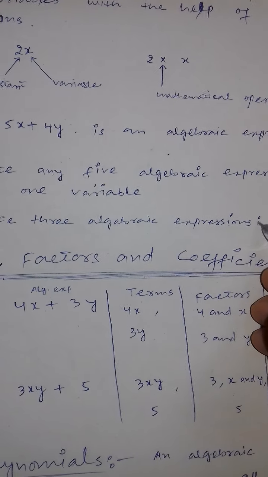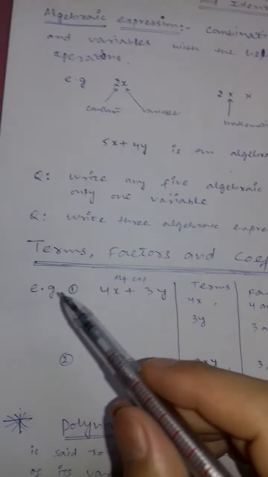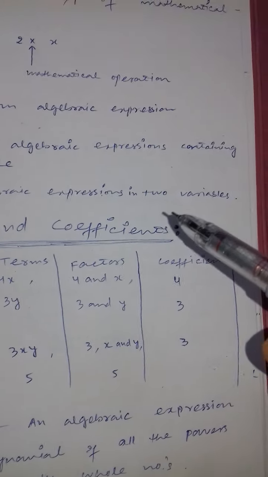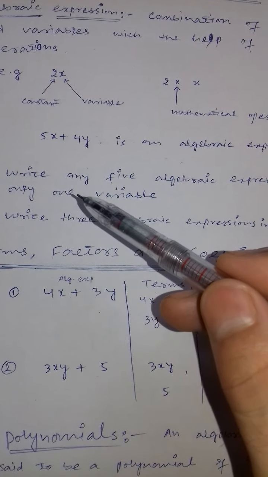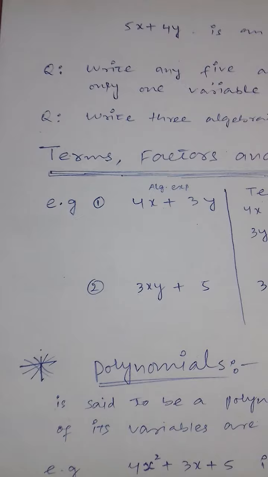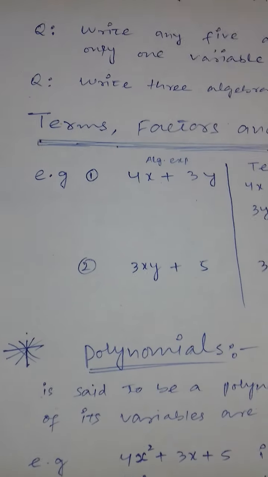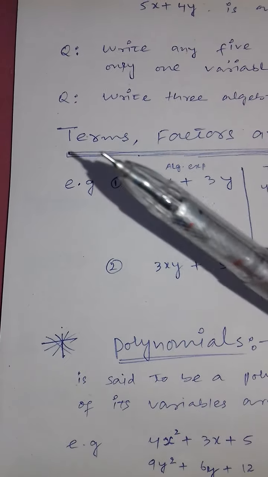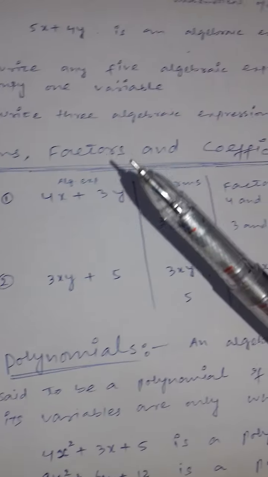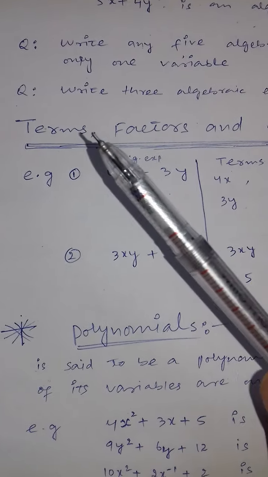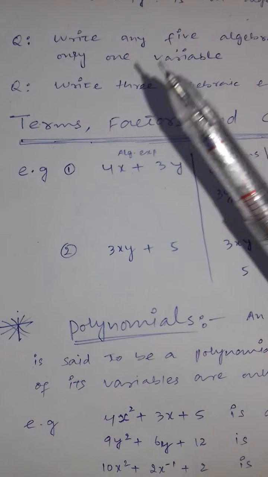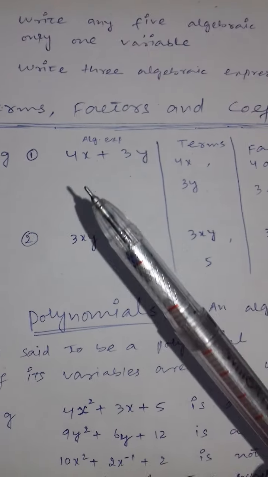Write 3 algebraic expressions in two variables. In question number 1, you were supposed to write only in one variable, but here you can use two variables. Now after this we have some other things. What are those? Terms, factors and coefficients. These are the terms that we are going to define. First of all we have terms itself, then factors, then coefficients.